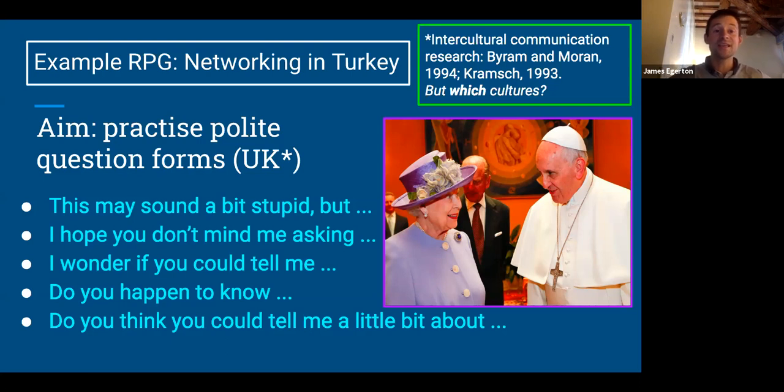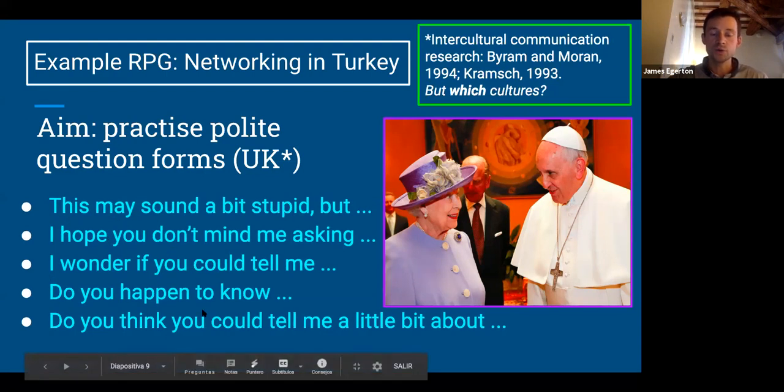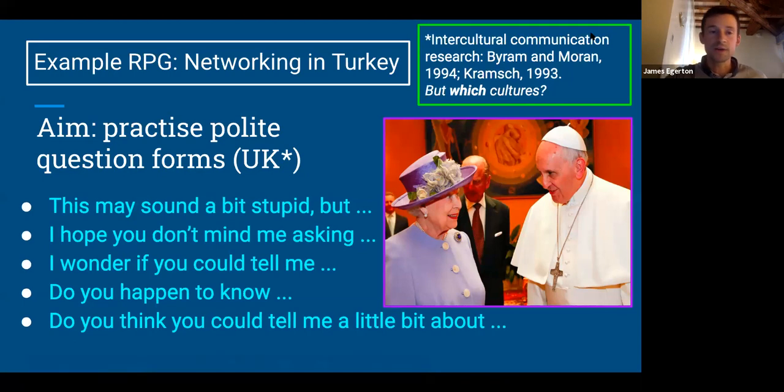But be aware that this particular game is to work on polite question forms in a British cultural environment. Now, this is not the only cultural environment, of course, and it will depend on your students and what they need and where they will use English as to how you adapt this. But it's just one. So you can see the phrases there. This may sound a bit stupid, but I hope you don't mind me asking. I wonder if you could tell me, do you happen to know? Do you think you could tell me a little bit about? And these are the phrases that you must use during this game, okay? If you use these phrases, good things happen. If you don't, then it's not very helpful in your final objective.